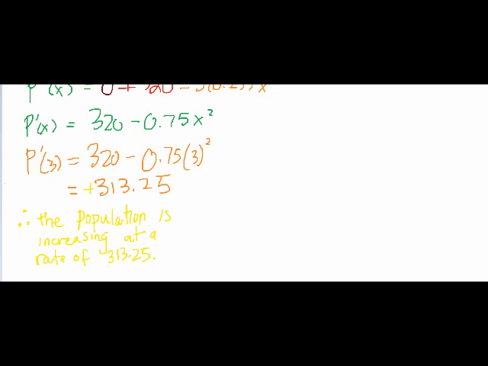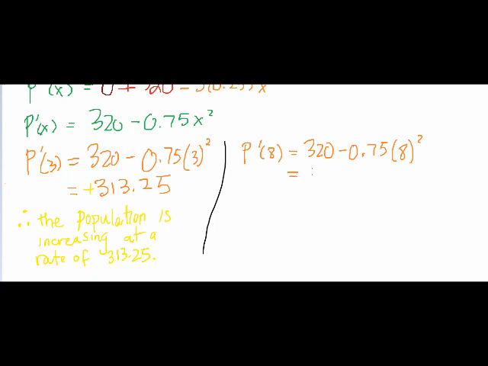So let's try to find the rate of change at 8 years. P'(8) is equal to 320 - 0.75 times 8 squared. If we work that out, it turns out to be 272. So therefore, the population is increasing at a rate of 272.